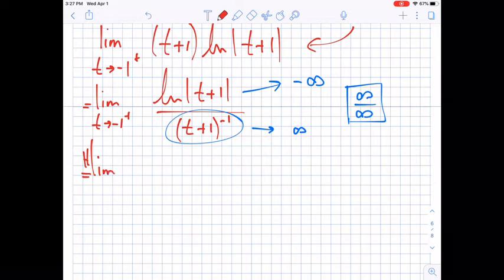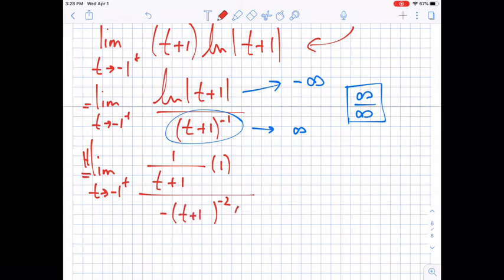We get the limit as t goes to minus 1 from the right. We differentiate the numerator. We get 1 over t plus 1, multiplied by 1 from the chain rule. In the denominator, we can do a chain rule. We bring down the minus 1, we decrease the exponent by 1, plug in the inner function, and multiply by the derivative of the inner function.